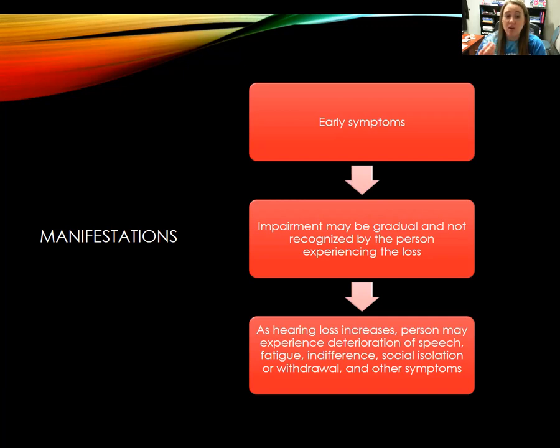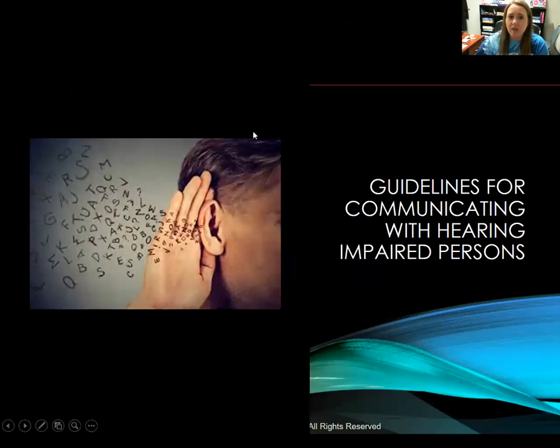Suspiciousness, so maybe they only hear parts of a conversation, and it comes off as sounding like maybe something bad, or somebody's talking about them. They may misinterpret a conversation or a situation because they can only hear bits and pieces of it and not the full conversation. So those are some early manifestations you may see in somebody as they progressively lose their hearing.